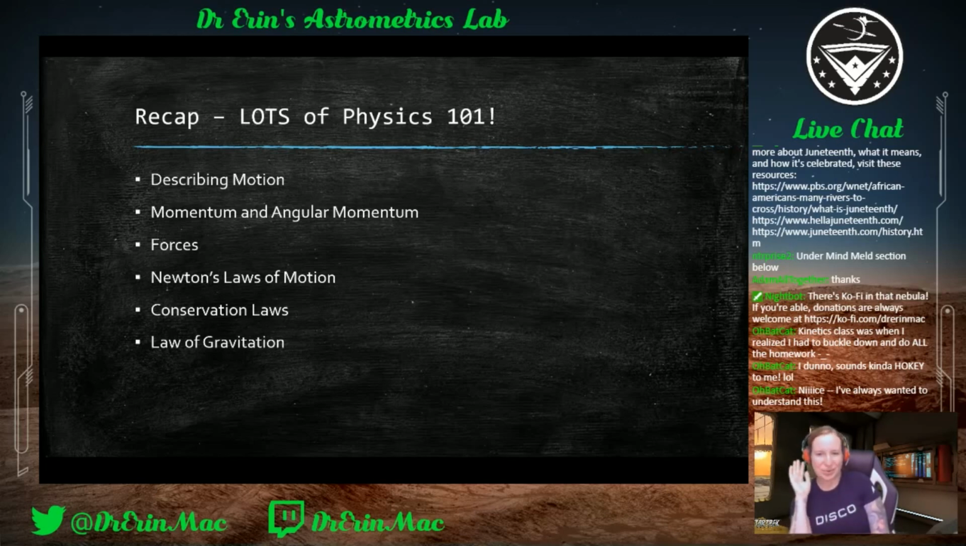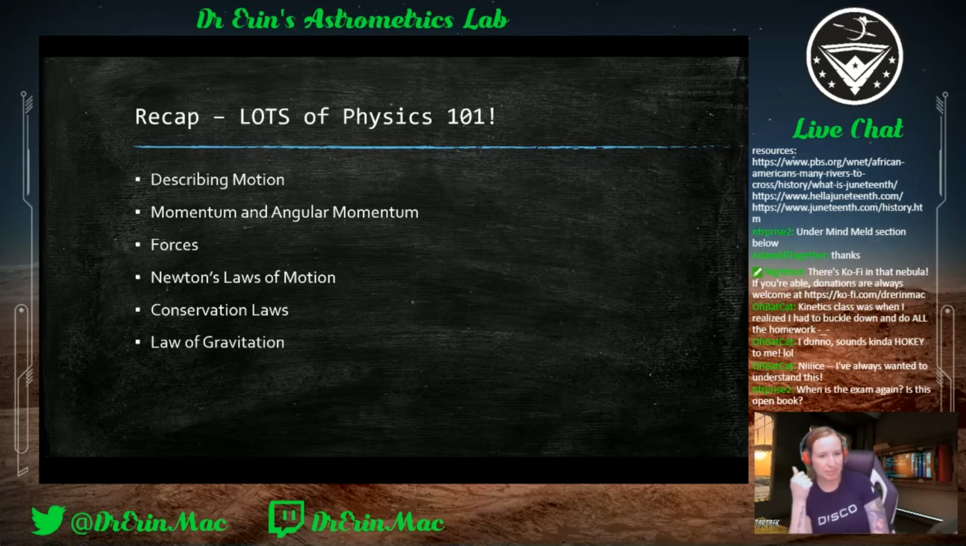All right, so describing motion. We talked about speed, velocity, acceleration. We talked about momentum and angular momentum. Momentum being the combination of mass and speed and velocity, and angular momentum being the speed and either the orbit or rotation. We talked about the different types of forces.